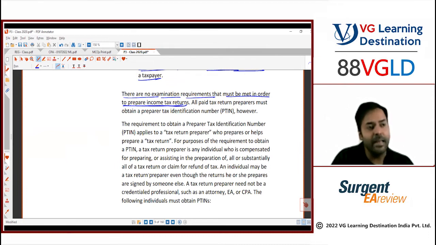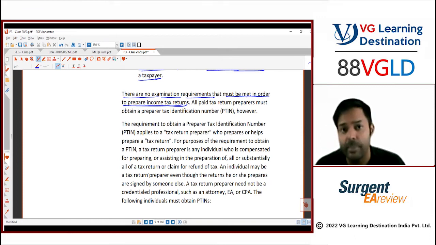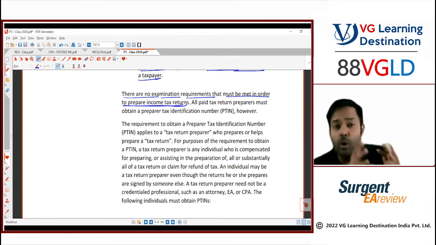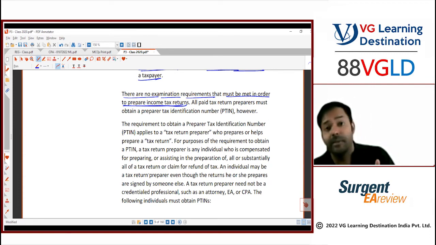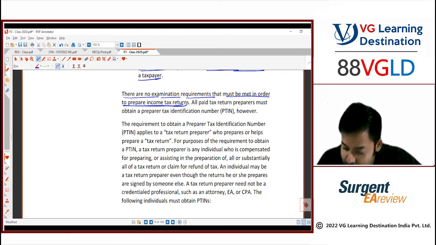No, it's not necessary that you have to be qualified, that you have to be a CPA only, or an EA only, and then you can file the return. No, there is no requirement in that case. Anyone who is not qualified can also be the TRP. That should not be a problem, right? So it is not a requirement that you have to be an EA, a CPA, or an attorney for preparing the return. That's just not the condition. So that's why there are no examination requirements that must be met in order to prepare the income tax return.